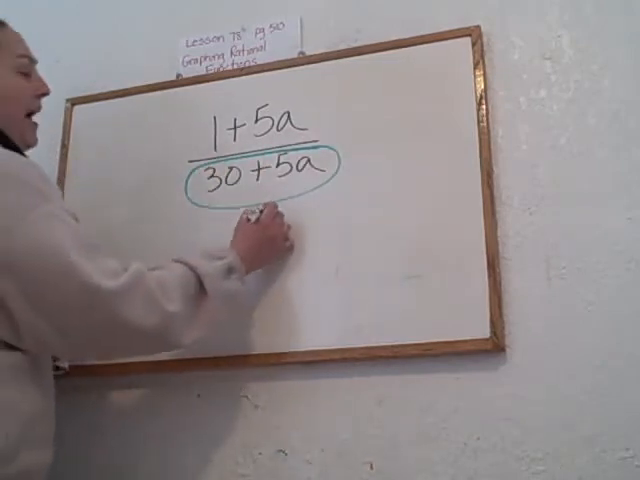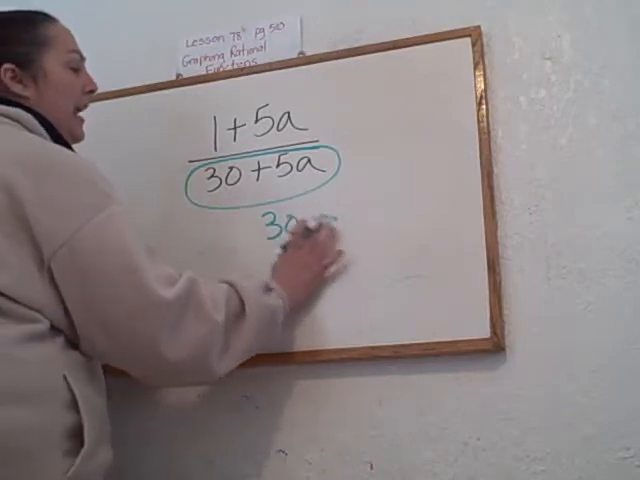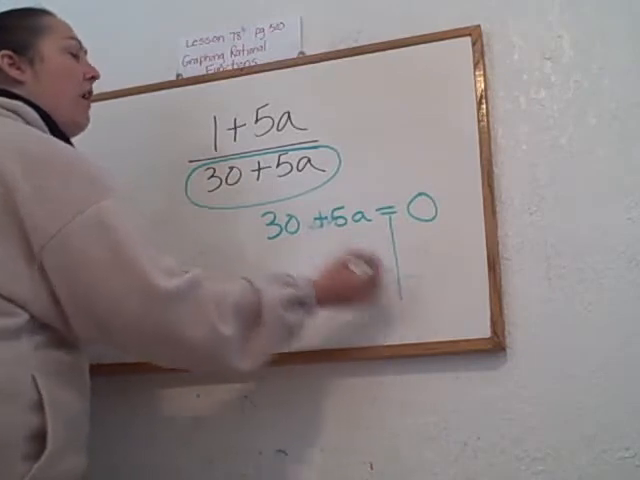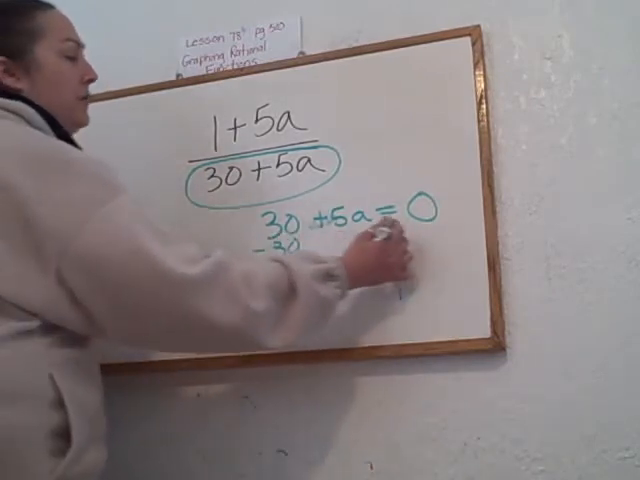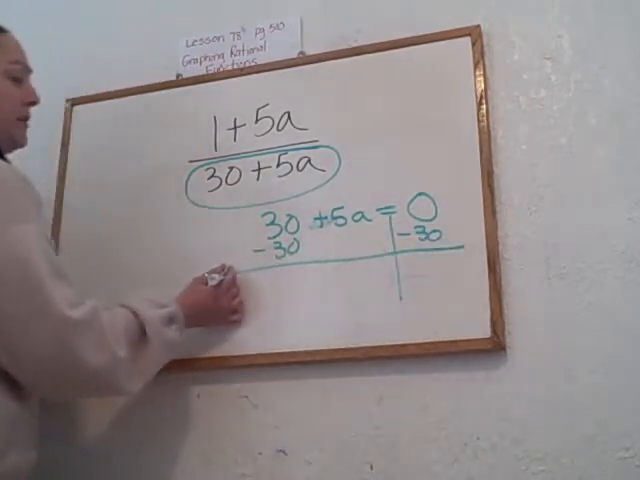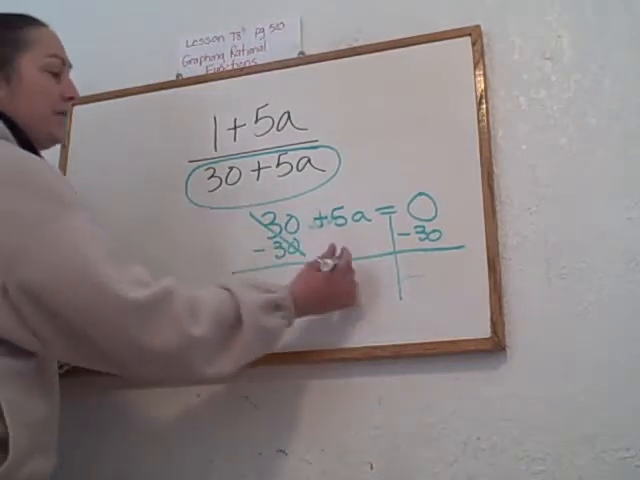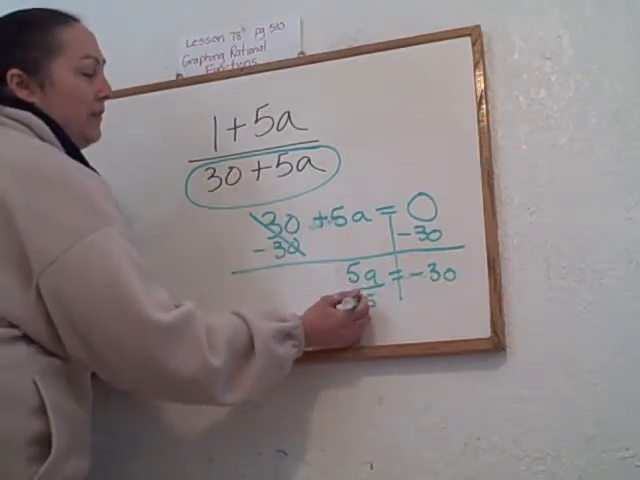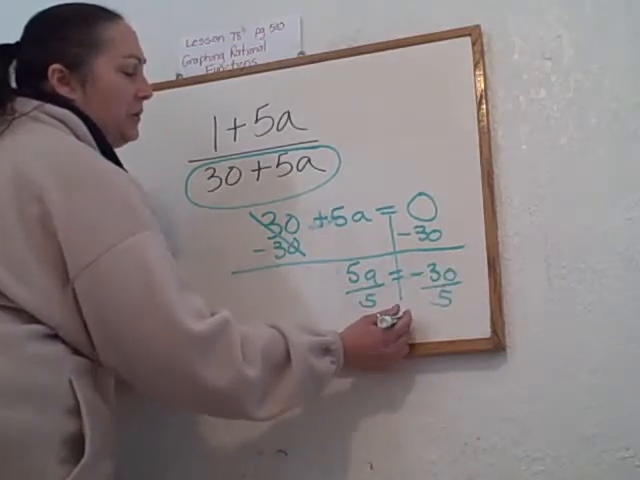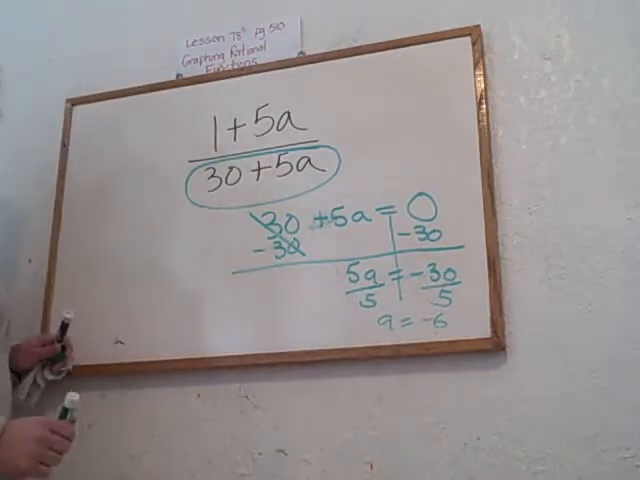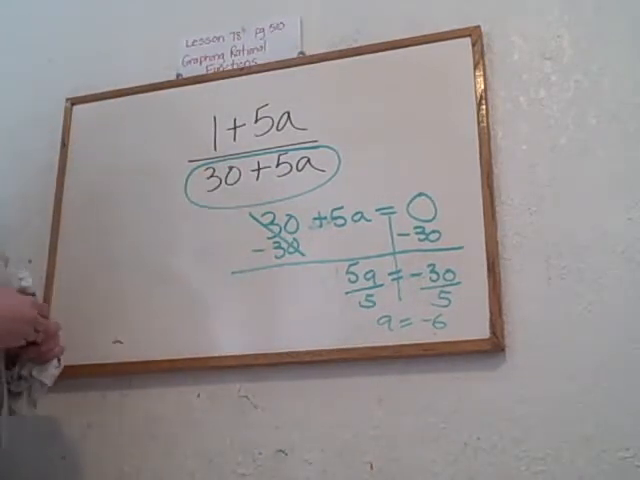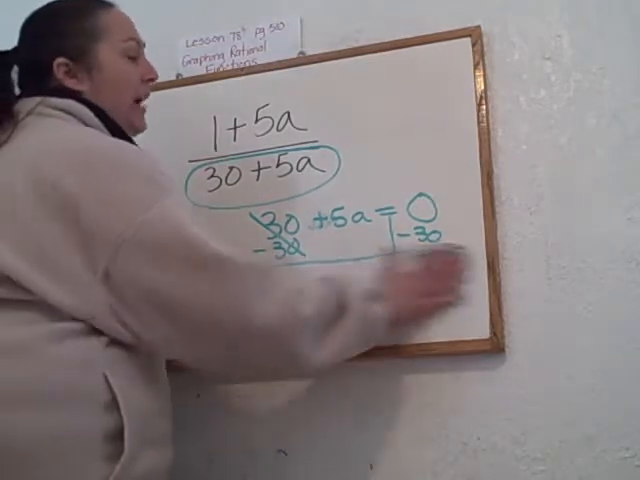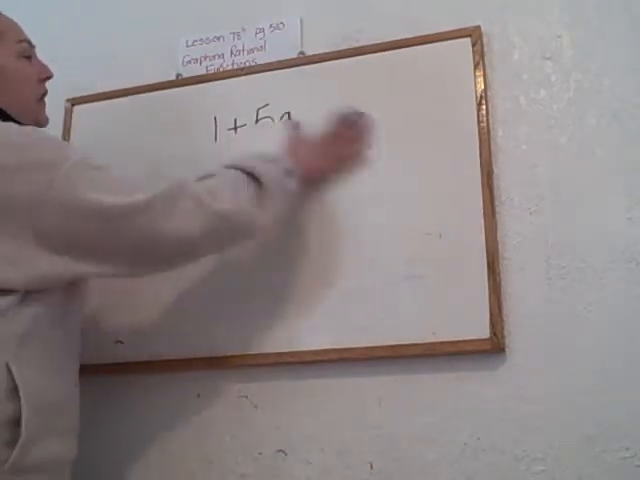So to find that value, I would simply take the denominator and set it equal to 0 and solve. Solving the equation, I would first move the 30 over with opposite operations by subtracting 30. I get 5a is equal to negative 30. I continue by dividing by 5 on both sides to get a is equal to negative 6. That is the restricted value of this expression. We're going to be using this today in graphing the rational functions.